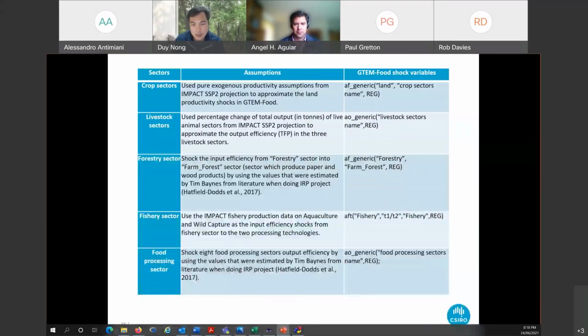So about the baseline, first of all, we follow the SSP2 projection, which is based on the GDP and population projection. However, we also have some sector projections. For the crop sector, we have a productivity shock assumption, and for the livestock sector, we have the percentage change of output, or output efficiency. For forestry, fishery, and food processing sectors, we also have output efficiency assumptions in our scenario. And for the database, the projection is based on the projection from the IMPACT model.